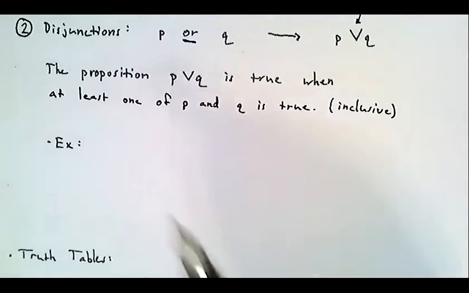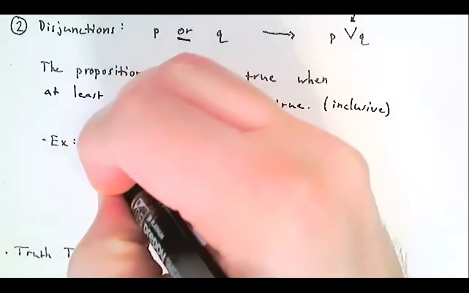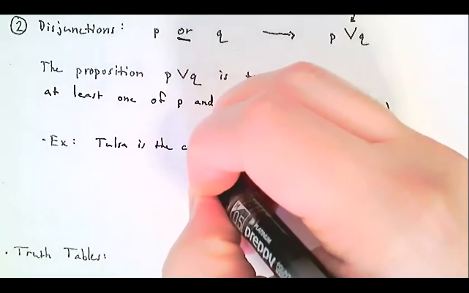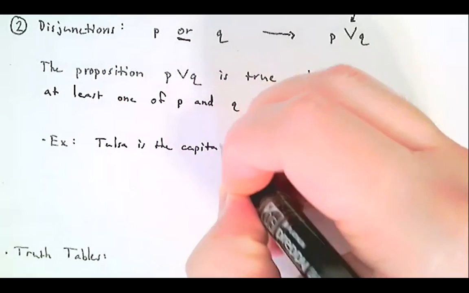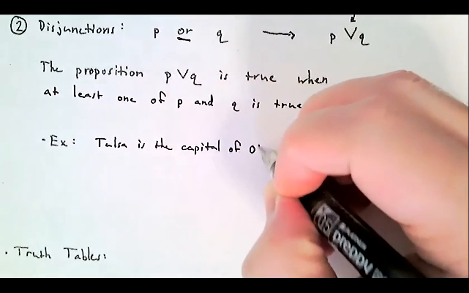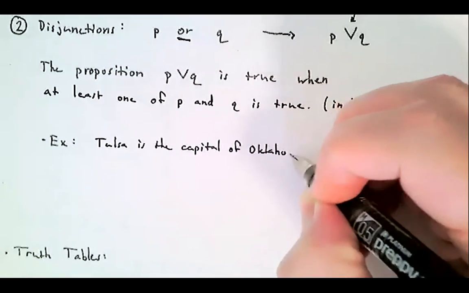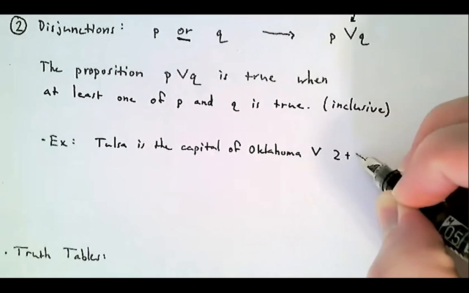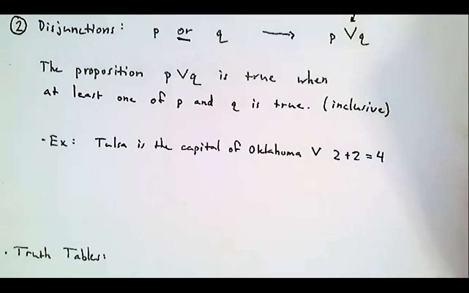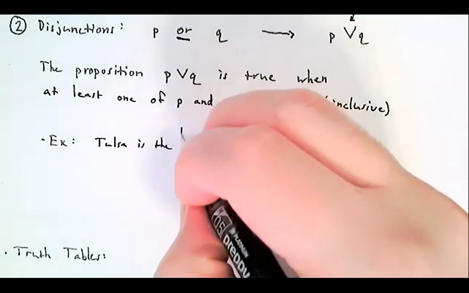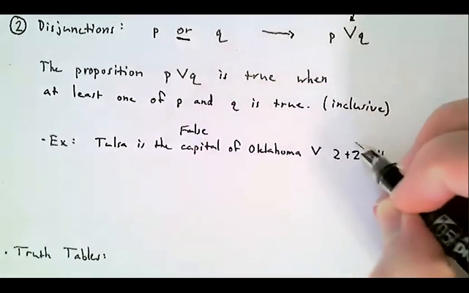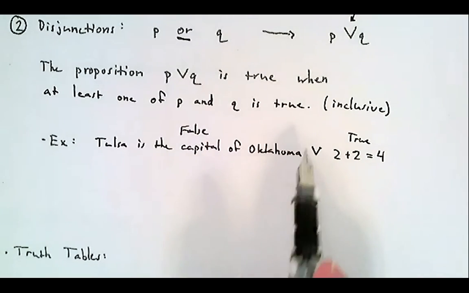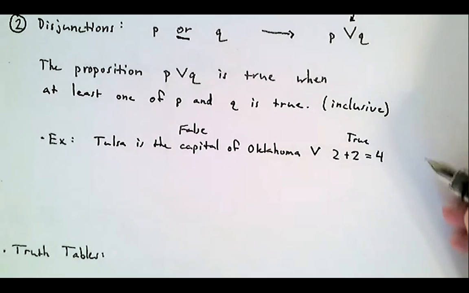Okay, so what's a good example? Just picking some that we've already used, we could have Tulsa is the capital of Oklahoma as our first statement. That one's false, remember. Or 2 plus 2 equals 4. So we have one false statement, one true statement. So that means at least one of them is true. So this is good. Yeah, it's true overall.